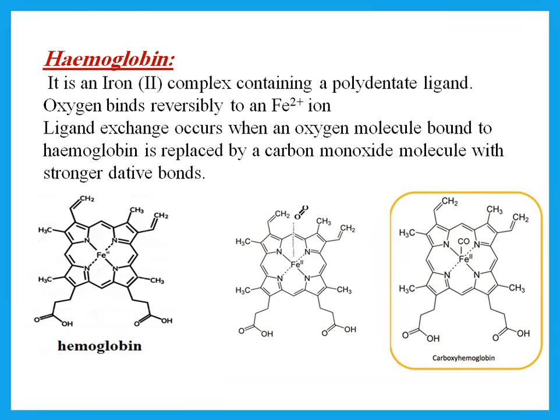But if there is carbon monoxide, then the carbon monoxide is the one that will bind to the iron 2+, and the dative bond formed between the carbon monoxide and iron 2+ is stronger than the dative bond between iron 2+ and oxygen. That is why the oxygen, when it binds, can be easily removed, but the carbon monoxide, when it binds to the hemoglobin to form carboxyhemoglobin, is not easily replaced, and this is poisonous. That is why we say that carbon monoxide is poisonous.